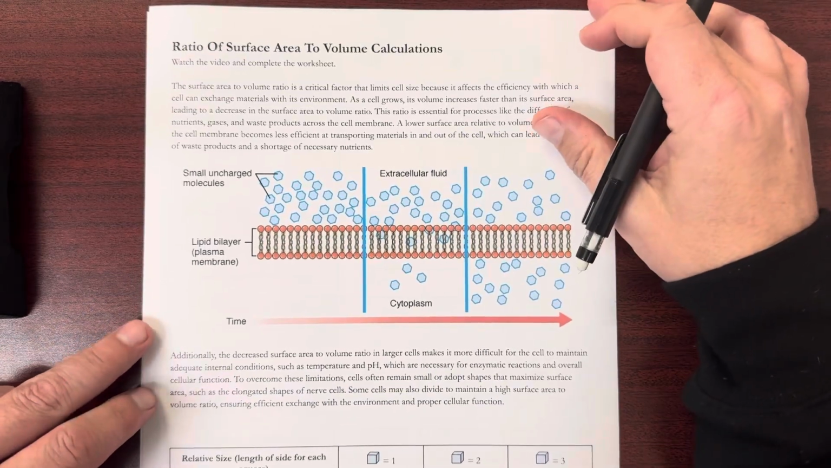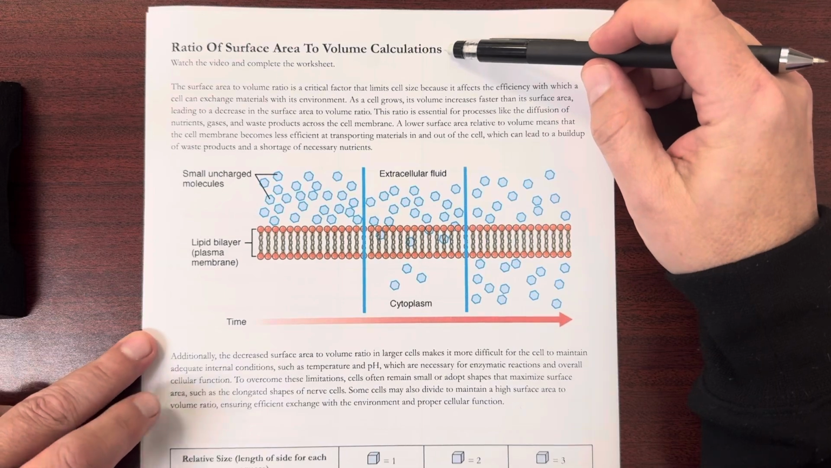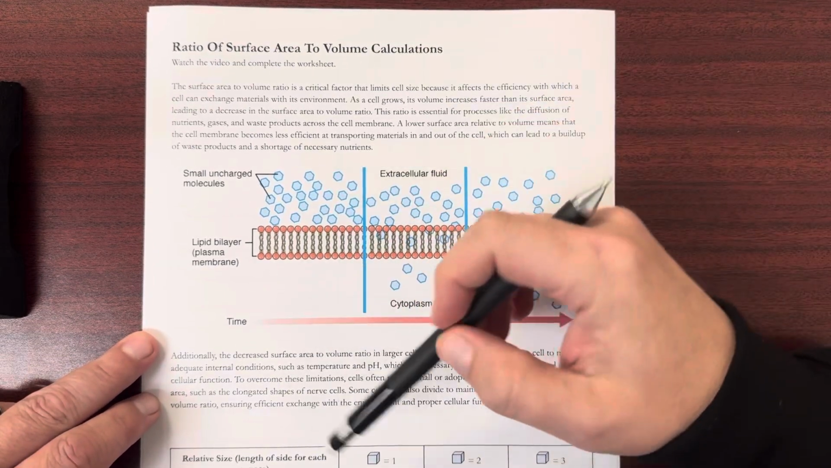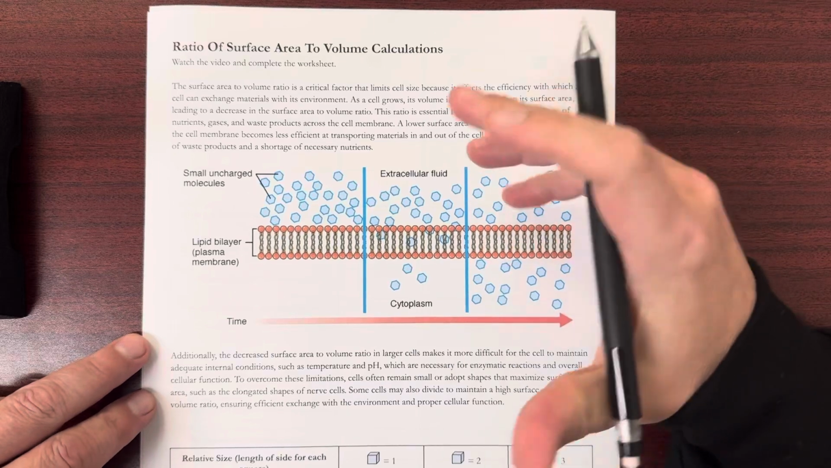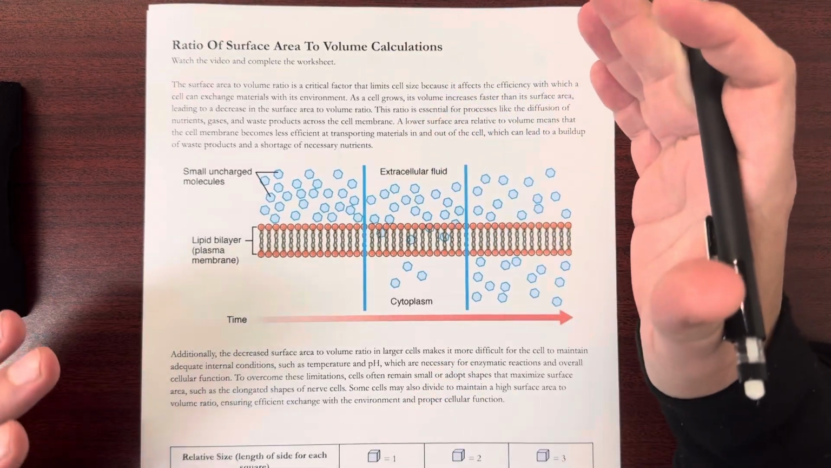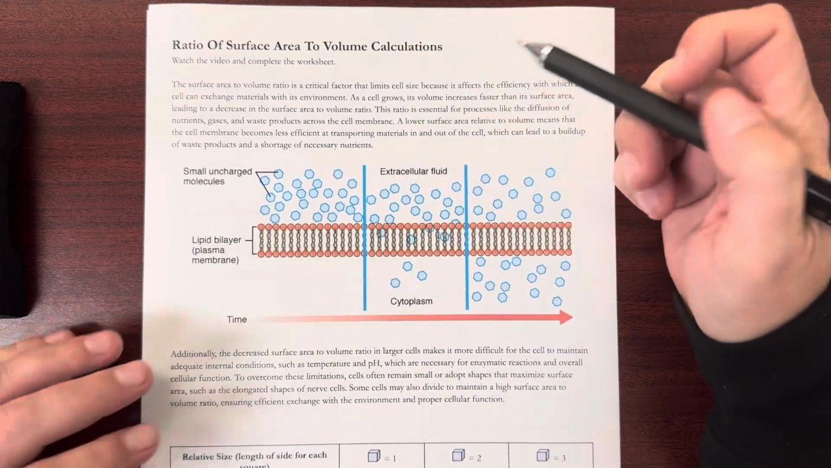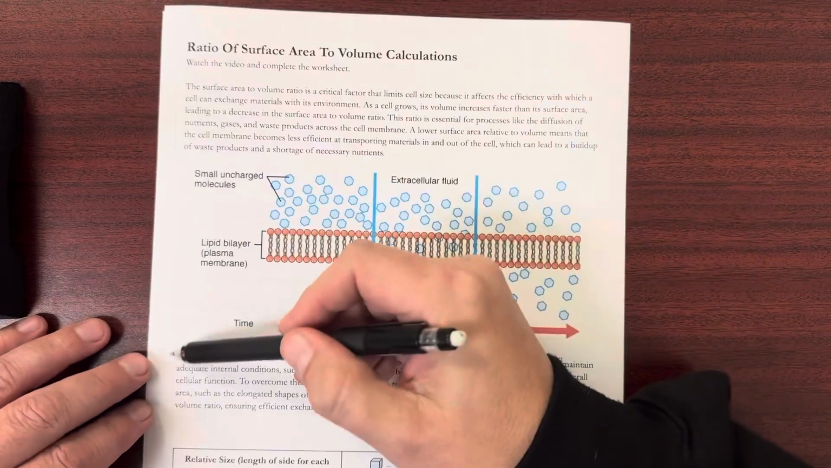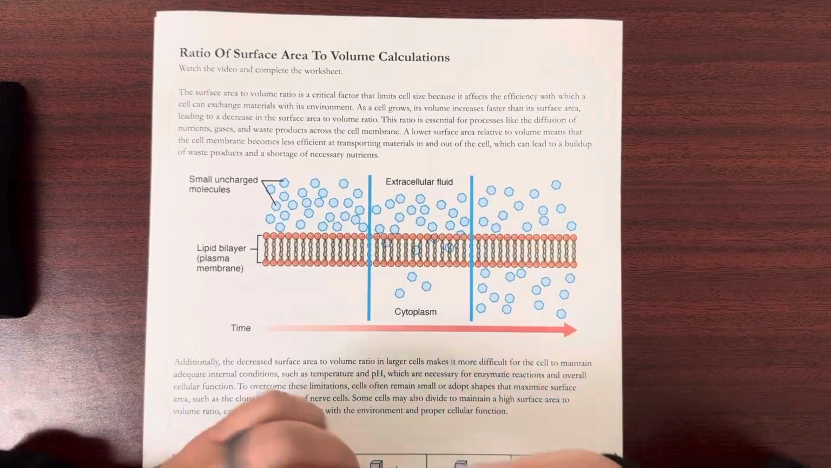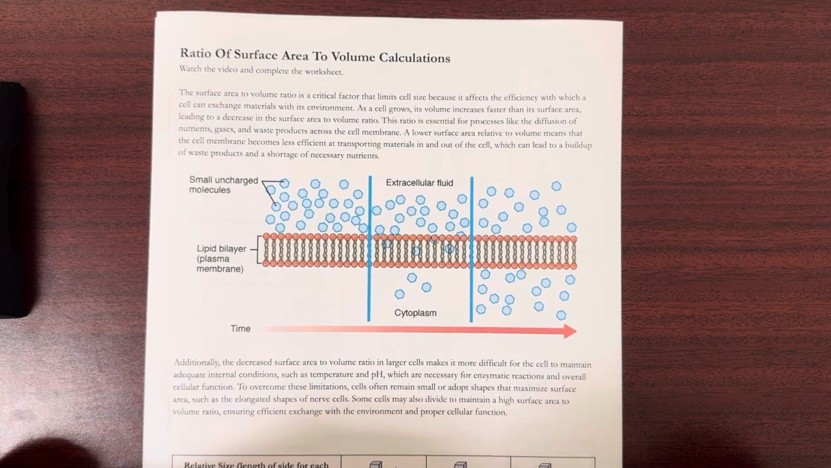Hello, today I'm going to go over ratio of surface area to volume calculations. And what we're talking about are cells. So what we want to see is why at some point do cells get too big? What does that mean? And it talks about it up here, about how it's difficult to move things across a cell once the cell gets too big.